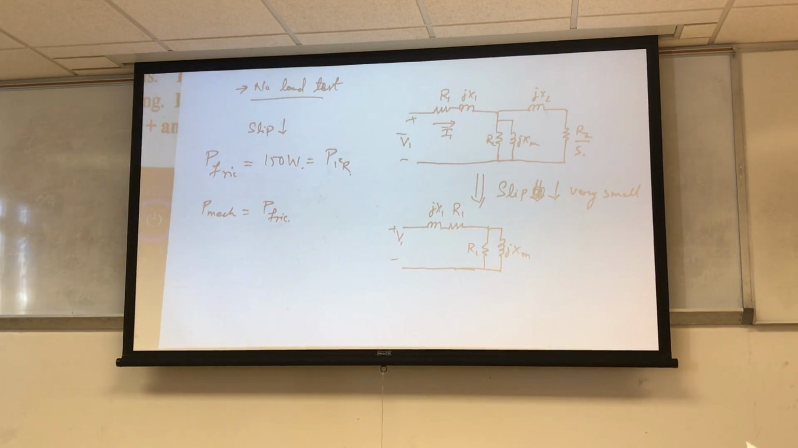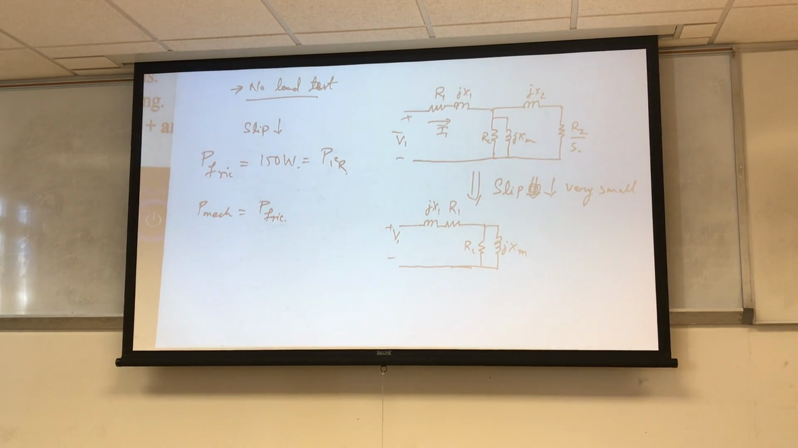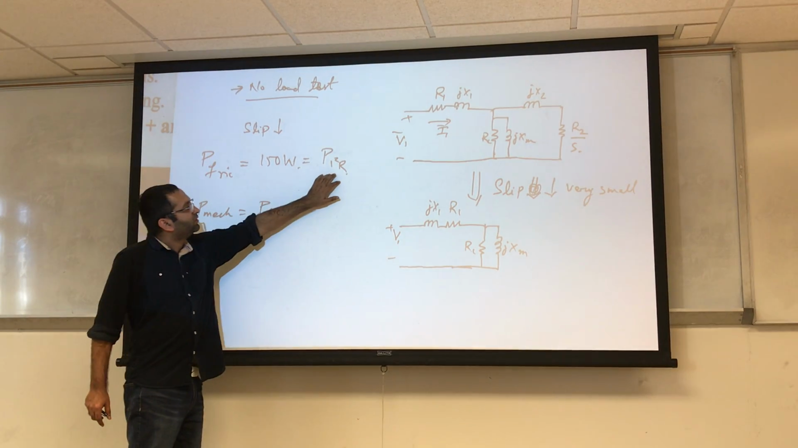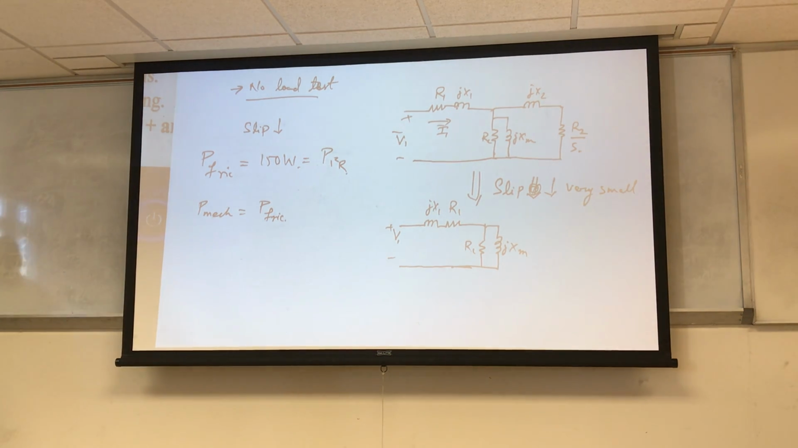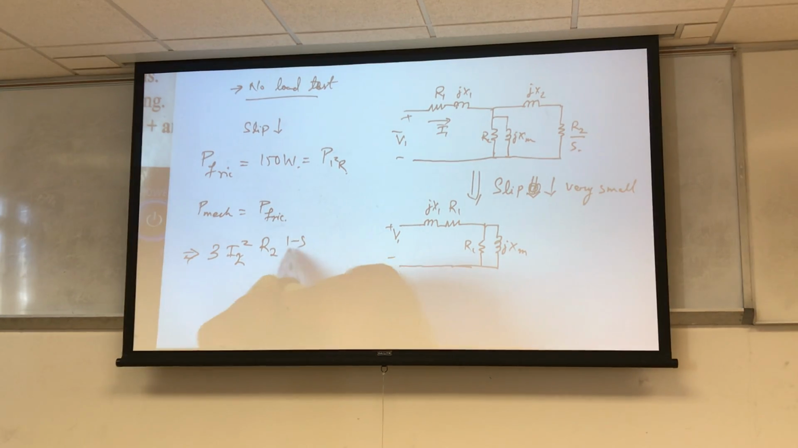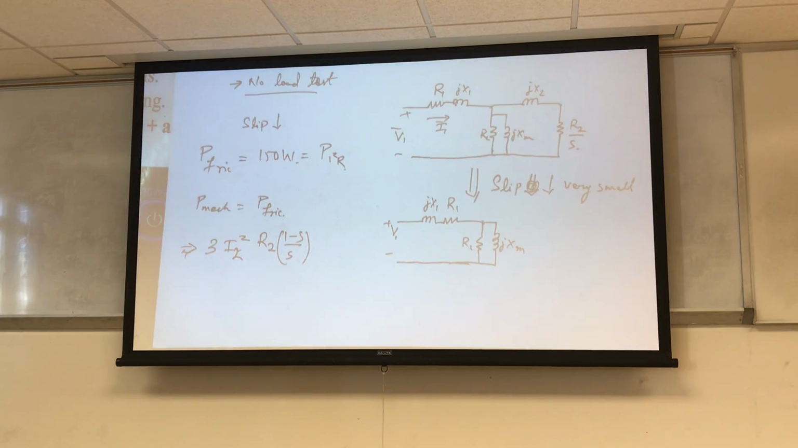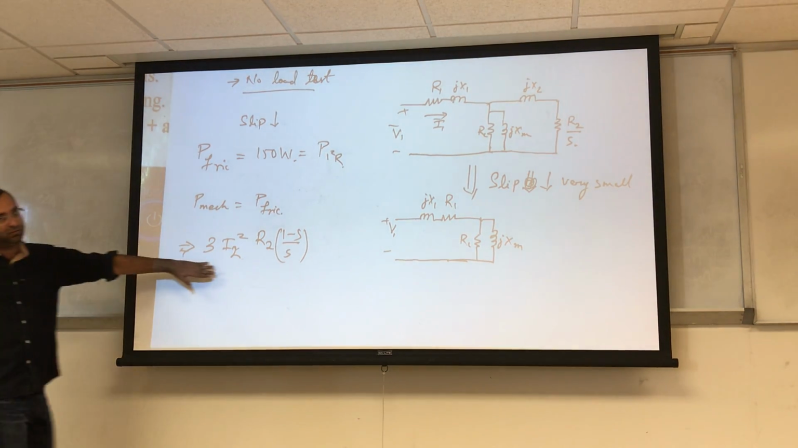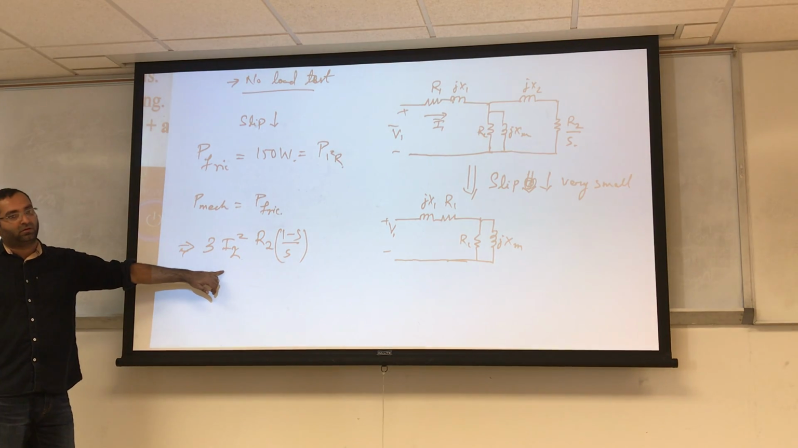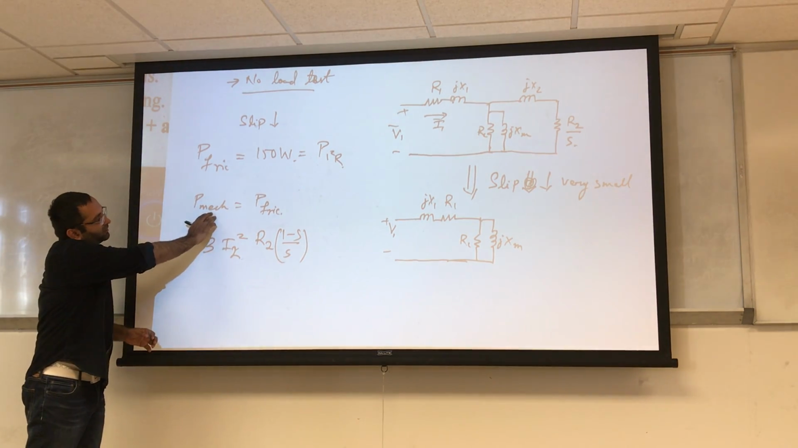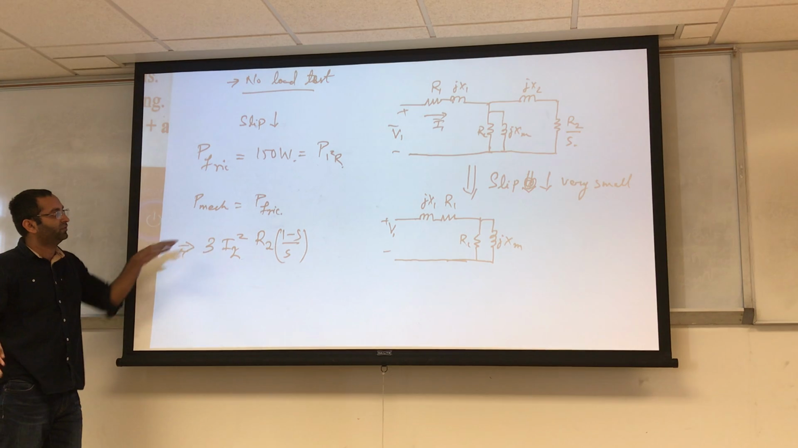Now, how do you find this loss? What is the value of this? So what is mechanical power? We can write the mechanical power as 3 I2 squared R2 into (1 minus s) over s, right? So you remember this formula? So what is P mechanical? If you go for an induction machine, what is P mechanical?